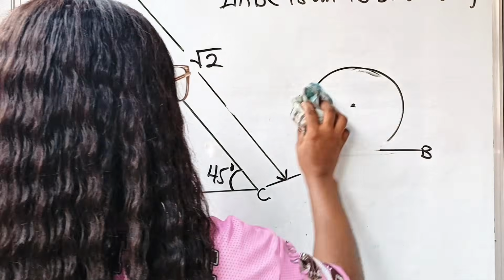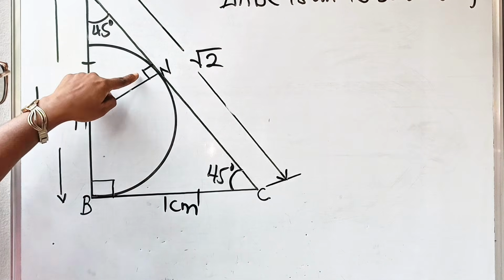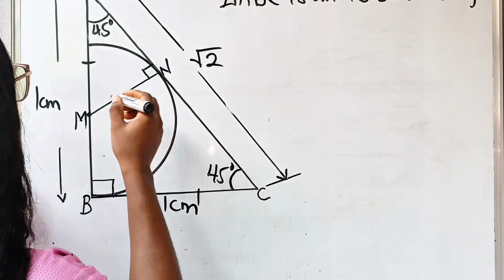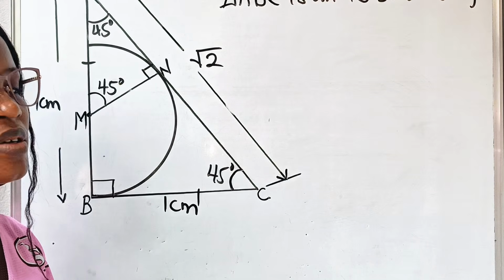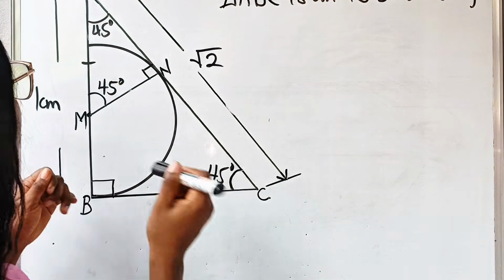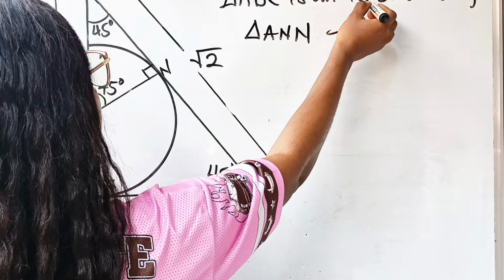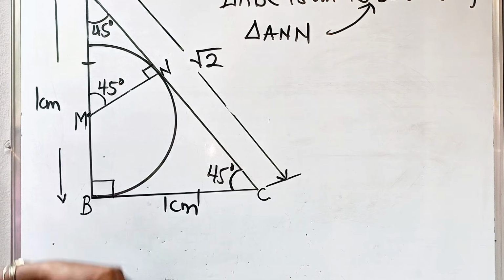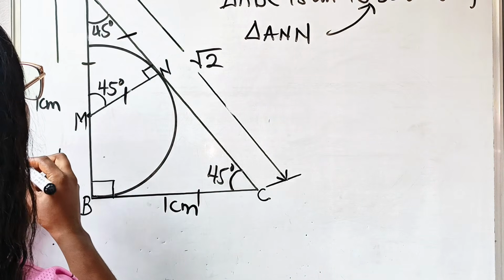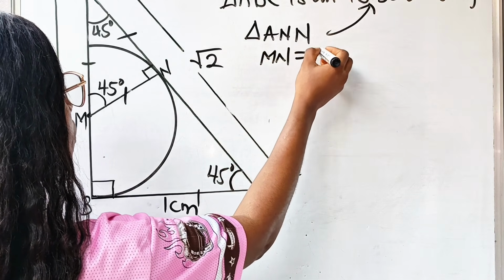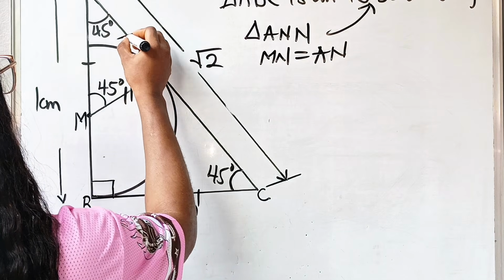All right. Now, moving forward, we would notice that if this is 90 degrees and this side is 45 degrees, therefore M is 45 degrees as well. Therefore, triangle AMN is also an isosceles triangle. And if this angle is equal to this angle, therefore it means that MN is equal to AN. So MN should be equal to AN. Now we are going to keep that aside. All right? So MN is equal to AN.